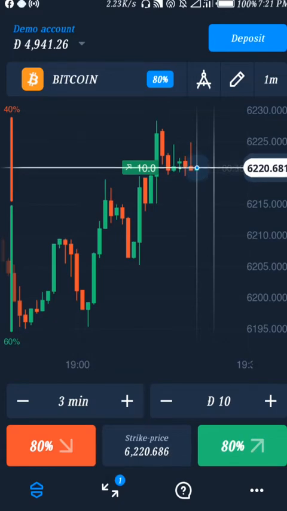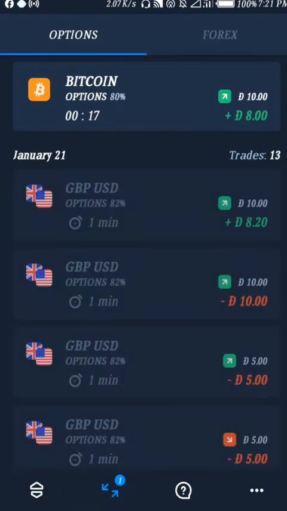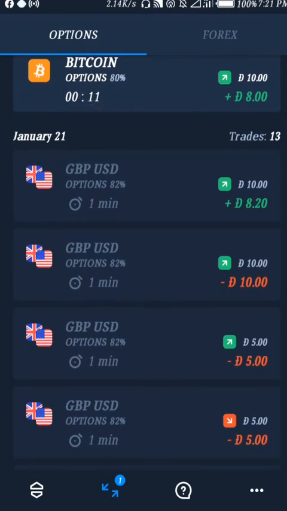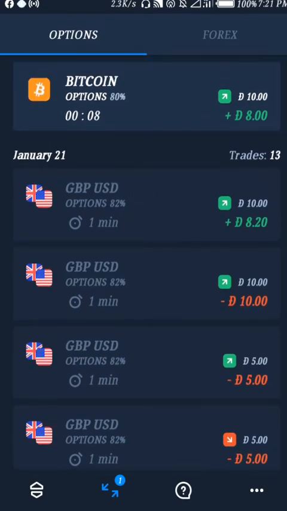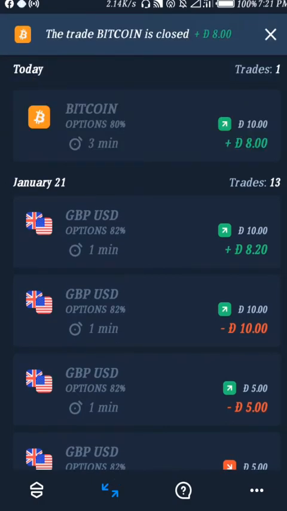Now if I want to check the trade progress as well, I can come here. You can see it's running. I have just 14 seconds left. It's reading here for me to win this trade. 14 seconds. 9, 8, 7, 6, 5, 4, 3, 2, 1, 0, and I won it. Okay, so I won $8. You can see the percentage right there.